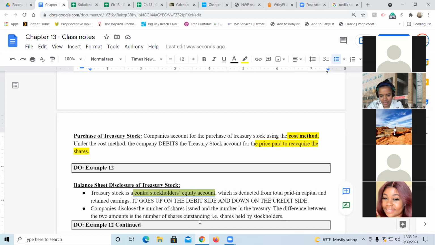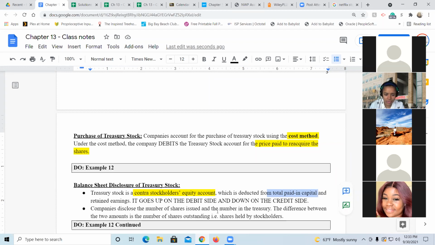So treasury stock is a contra stockholders' equity account, and it belongs in the stockholders' equity section of the balance sheet. It is deducted from total paid-in capital and retained earnings, because basically we issued the stock before, but now we're buying it back. So we have to show a subtraction from all our capital for the amount of treasury stock that we have actually bought back, because that amount of shares is no longer held by people outside of the company. It's actually being held inside the company.